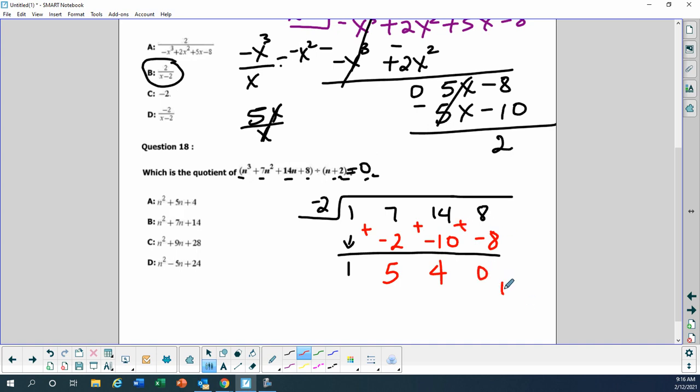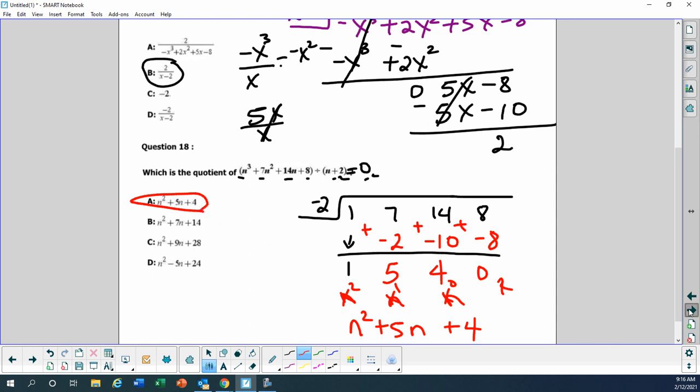So this is the remainder. This is x to the power of 0, this is x to the power of 1, and this is x to the power of 2. So when I write it, it's n squared plus 5n plus 4, with the remainder. Easily, this would be A.